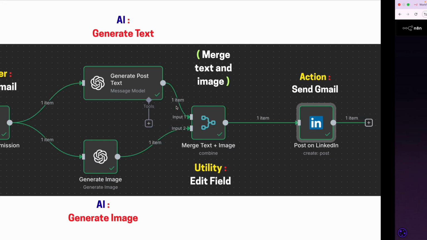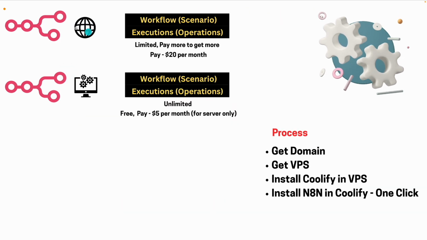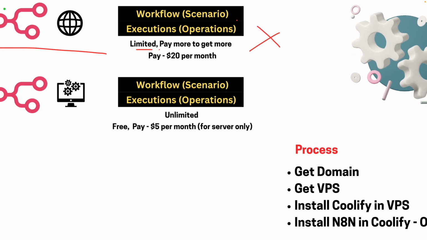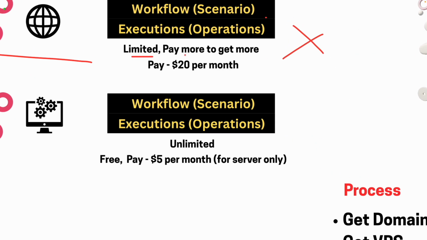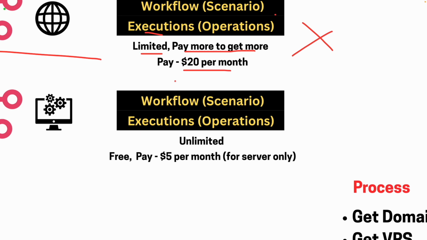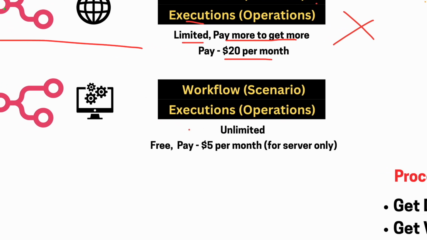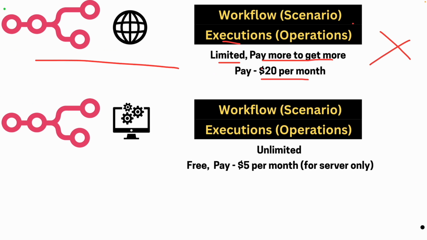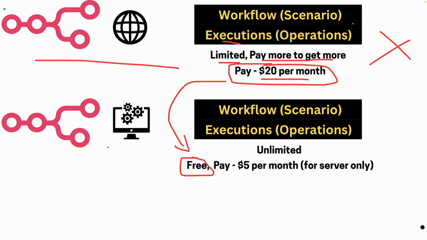So the best solution when we deal with N8N is to avoid the N8N cloud version, because it is limited. And even if you want more executions, you need to pay more, and you will end up paying, let's say, $20 per month minimum. But the same thing you can do almost for free. That means the N8N which costs you approximately $20 per month could be free for you. There is an N8N community version which is absolutely free to use.